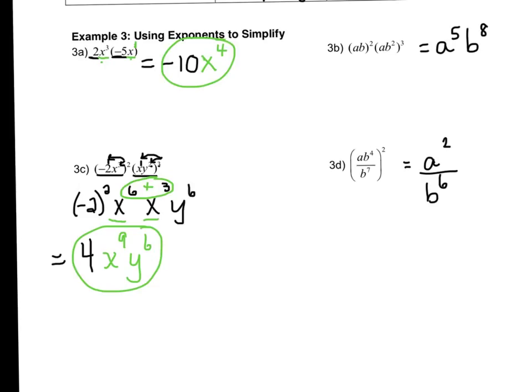Here are the final answers to 3b and 3d. You do need to show some work in between those, so make sure you know how to get to those final answers.